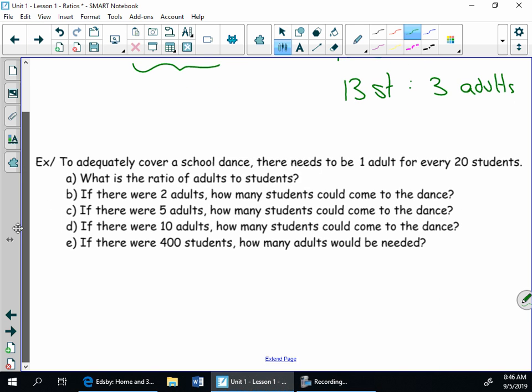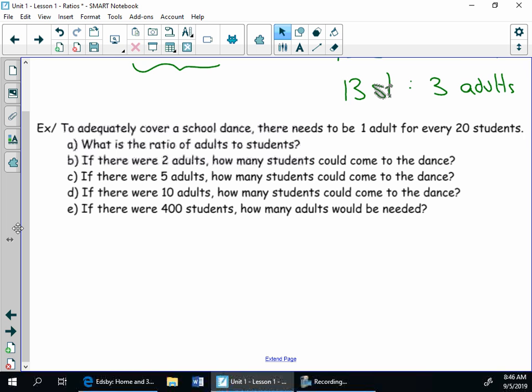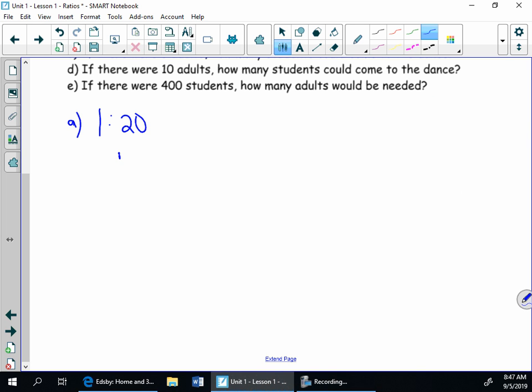All right, let's look at some more examples here. To adequately cover a dance, there needs to be 1 adult for every 20 students. What is the ratio of adults to students? Well, if I'm comparing my adults, there was 1 of them, to, that's my ratio, students, there's 20 of them. Or to be honest, a better version, which I'm going to use most of the time, will be the fraction version. 1 out of every 20 adults to students. Sometimes it helps to put the A and the S there to remind yourself of what's happening here.